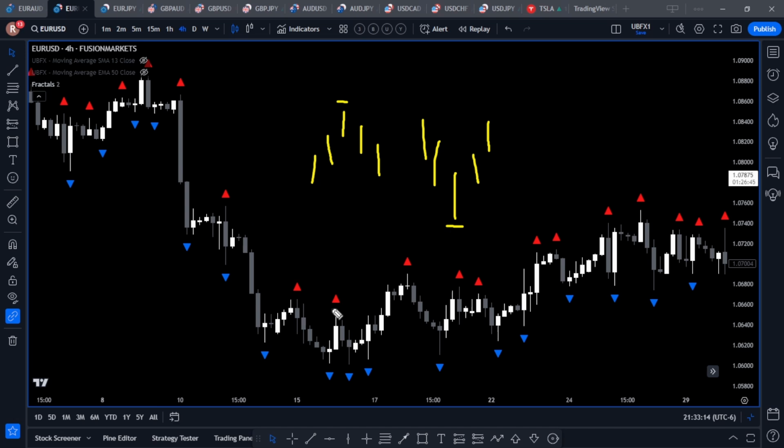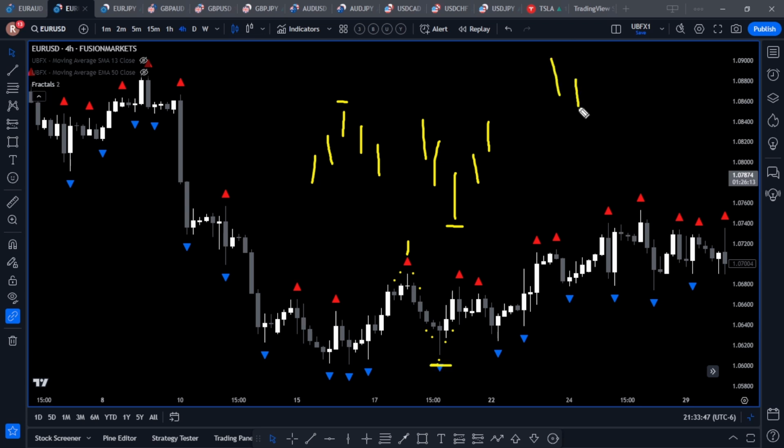So if you take a look at any of these fractals, this fractal right here has the highest high of its group of 5. So the 2 candles prior have highs lower. The 2 candles following have highs that are lower. And if we're looking at the lows, we have a center candle with the 2 prior candles having lows that are higher, and the 2 following candles with lows that are higher, making that center candle that fractal candle.